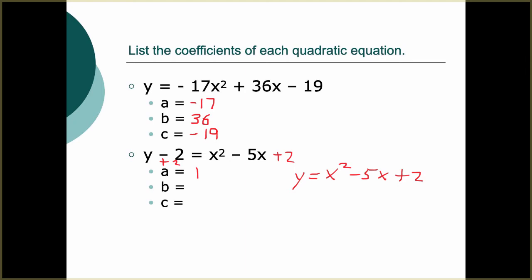We've done this throughout the year. For the b, we have negative 5 as our coefficient in front of the x variable to a power of 1, and the c is the constant, which is 2. So we need to be able to do this because we will require us to use these coefficients when we use certain formulas throughout the chapter.